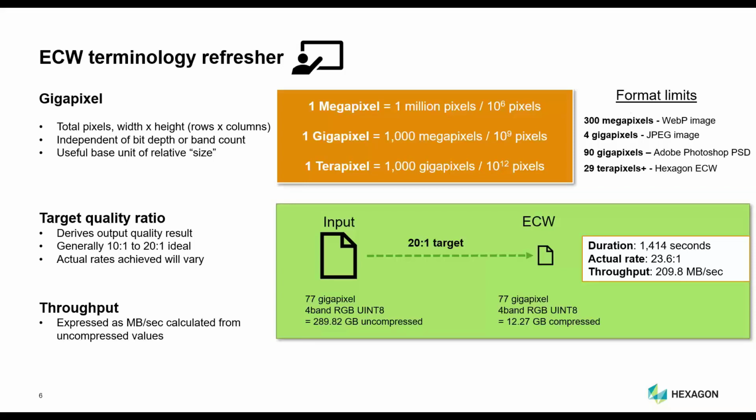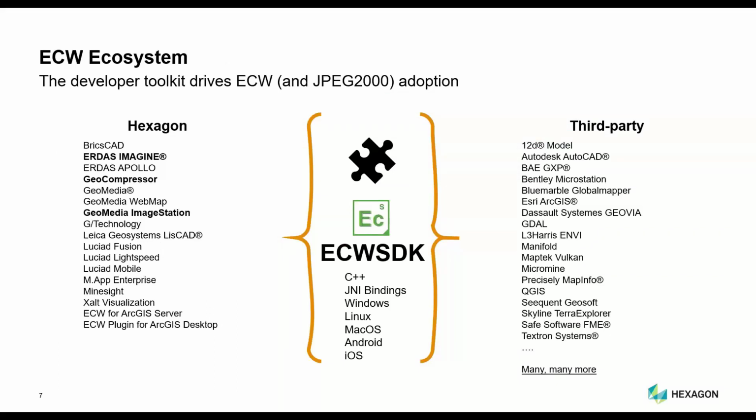The ECW ecosystem is really driven by the core ECW SDK library. Any application within Hexagon or external embeds our SDK to enable reading and/or writing our format. We do eat our own dog food as well, ensuring the same SDK that is made public is also used within Hexagon's own software. Any difference in capabilities, performance, or otherwise is always due to integration differences only.